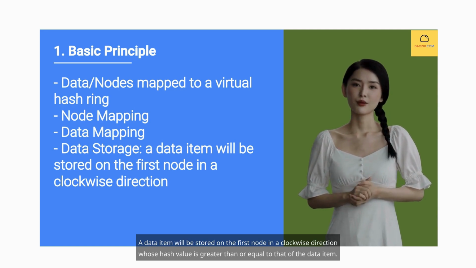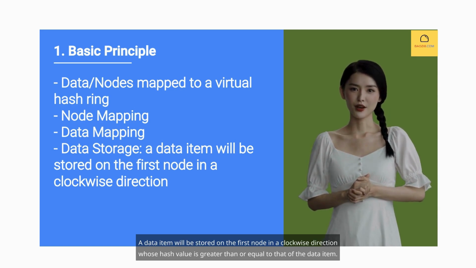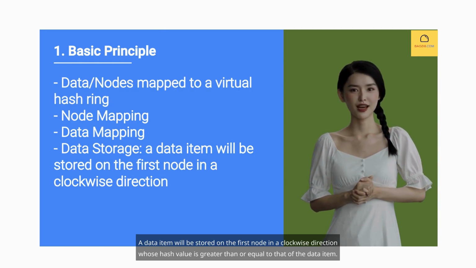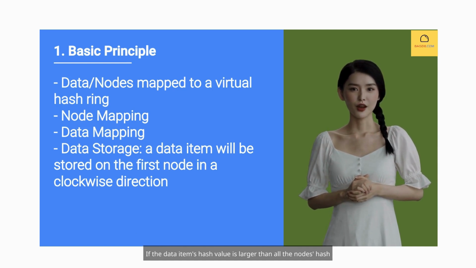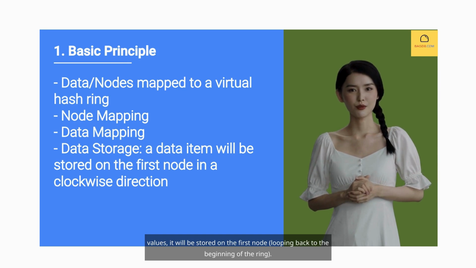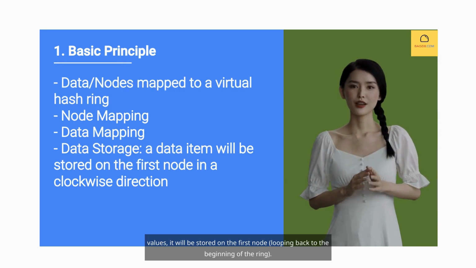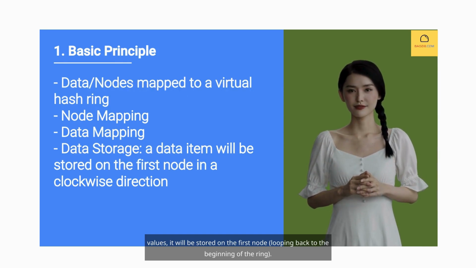A data item will be stored on the first node in a clockwise direction whose hash value is greater than or equal to that of the data item. If the data item's hash value is larger than all the node's hash values, it will be stored on the first node, looping back to the beginning of the ring.